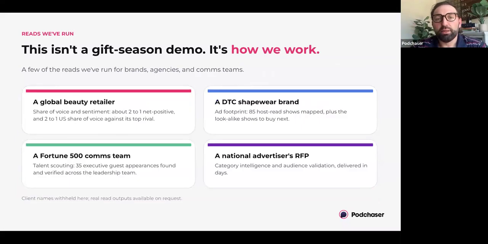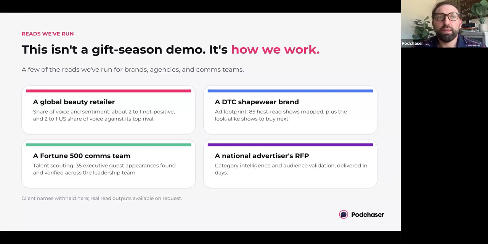So again, this isn't a gift season demo. It's actually how we work. We've done this for global beauty retailers. We've done this for DTC shapewear companies. We've done this for Fortune 500 comms teams, national advertisers. Because there's so much data, and because the data alone is not what separates it. It's contextualizing all of this data with the point of answering one of the questions, or the big question, like we did through that 6-step process.